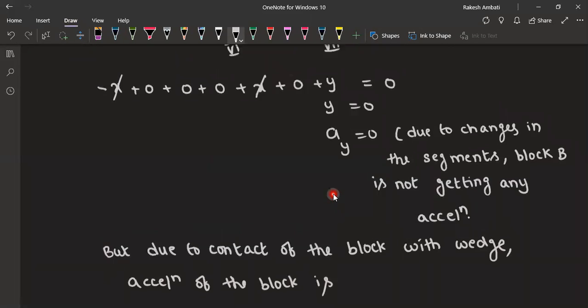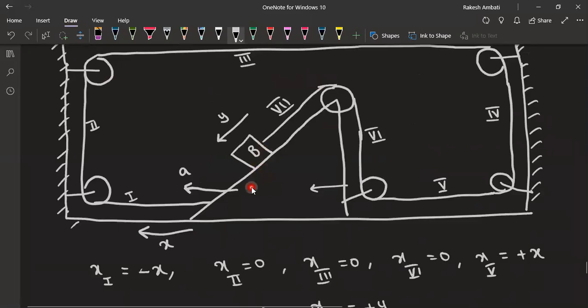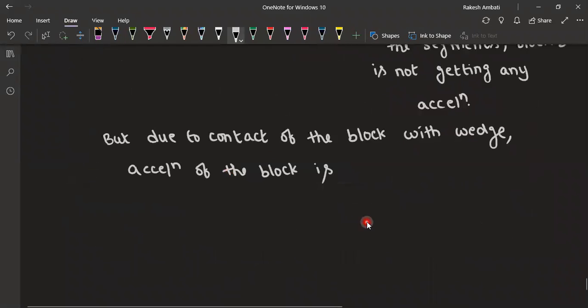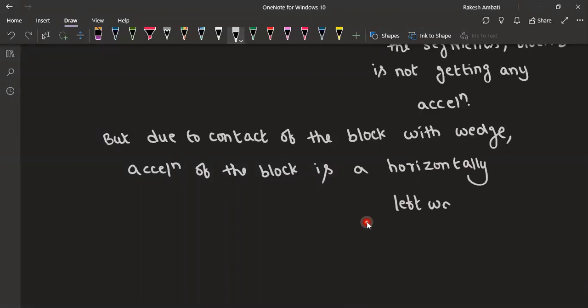So in this case, due to contact of the block with the wedge, as the wedge is moving horizontally leftwards, this block also has acceleration horizontally leftwards. So the acceleration of the block is A, horizontally leftwards. So this is the question.